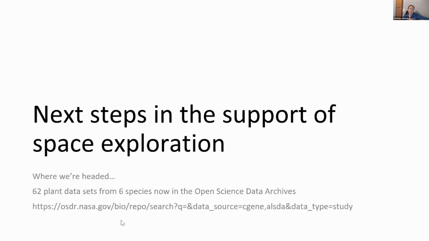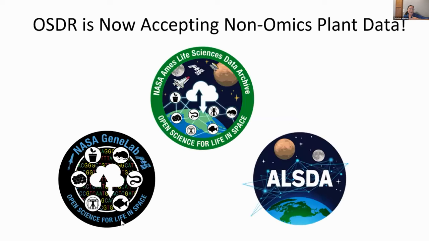So, next steps in the support of space exploration. We already have 62 plant data sets from six different species in the open science archives. That's a lot compared with the past. We're going to be growing so much more. These are just in the GeneLab repository, but we are now looking at how the OSDR is accepting non-omics plant data. This is huge. This is going to change things.